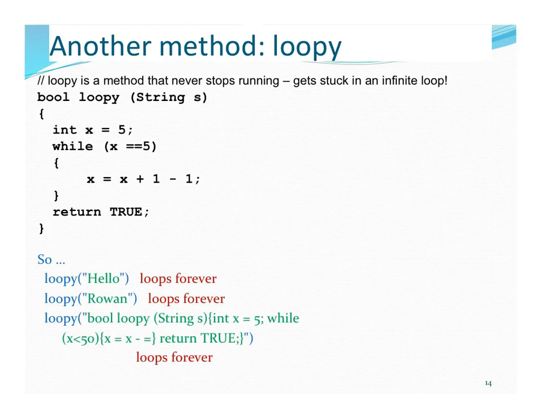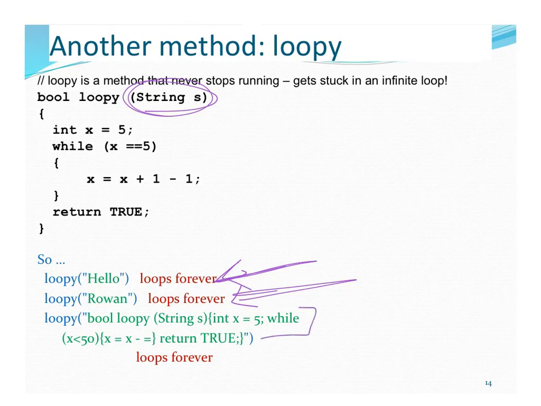So no matter what the parameter is that we pass into Loopy, we're going to loop forever, right? If I pass in the string hello, we will loop forever. And if I pass in the string Rowan, we will loop forever. And if I pass in, pretend this is one long string, the text of the Loopy method as the parameter, so s becomes the whole text of this method, that's fine. It's still going to loop forever.